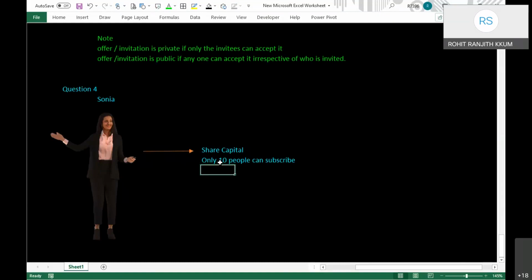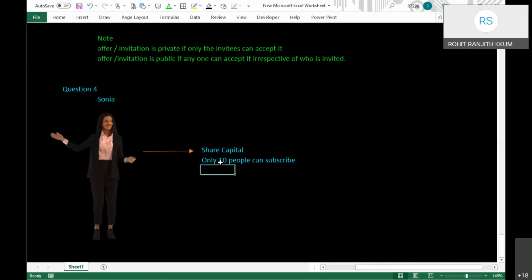Come on. No one else other than this 10 people can go for subscription. So what it is? Oh God, you're not able to make it. But easy है भाई, काफी easy है. क्या बात कर रहे हो? Only 10 people can subscribe. No, so here anyone cannot accept it. If anyone cannot accept it, according to the definition what I have explained right now, it becomes private invitation. It becomes private invitation. All of you clear with this?